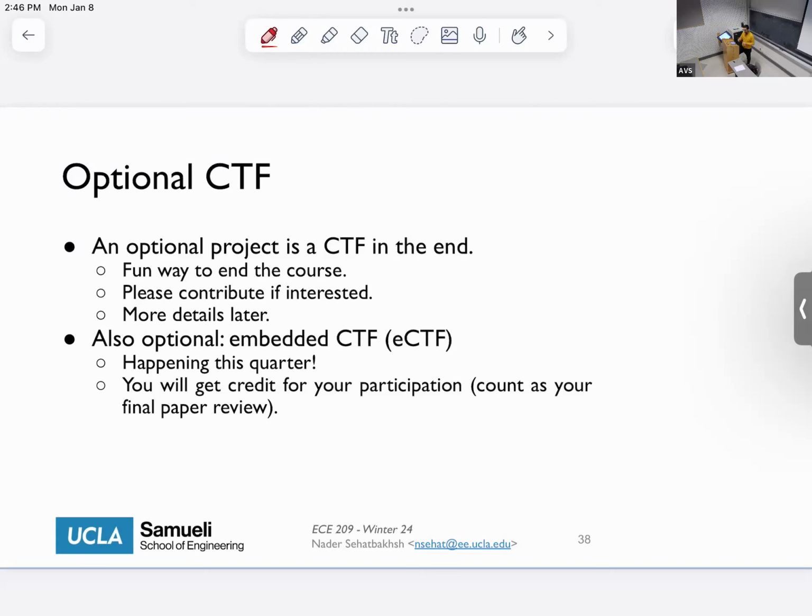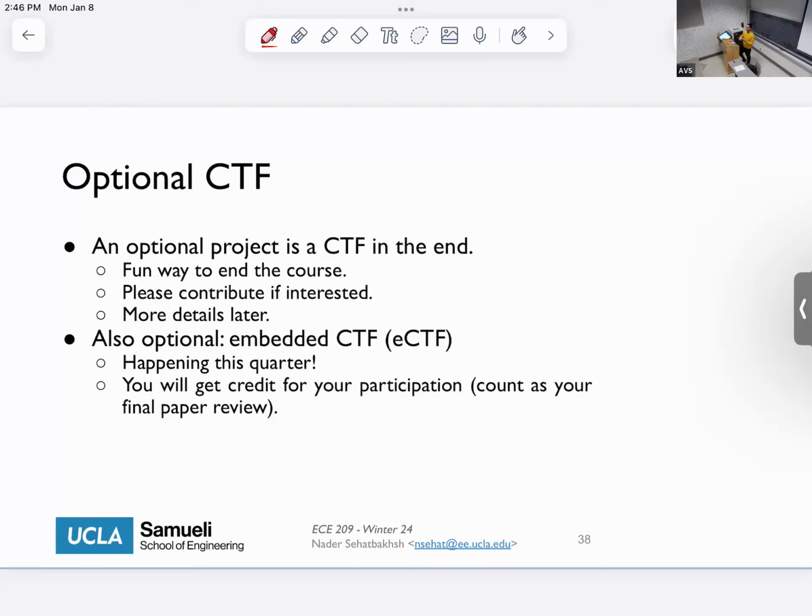There's also this event called Embedded CTF or eCTF that is actually happening during this quarter. This is run by IEEE people, some of them are actually here, and ACM people, undergrads mostly. But it's open to everybody, including grad students and PhD students, if you're interested. If you're interested in participating, let me know, and I can connect you with the right people.